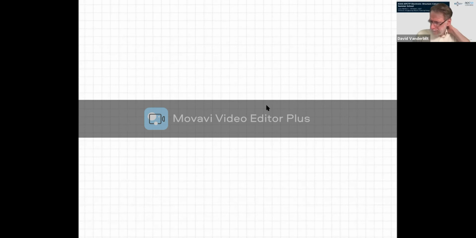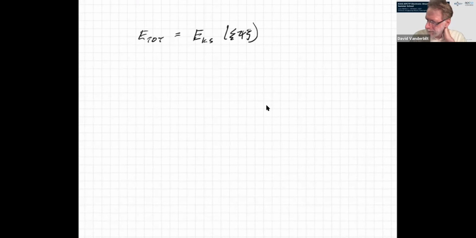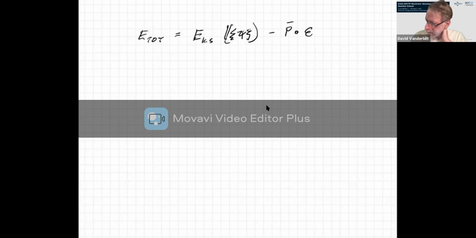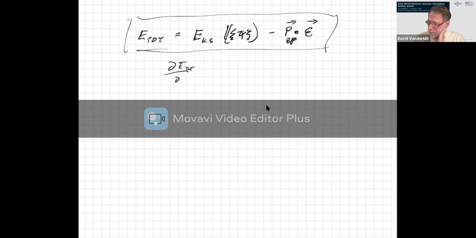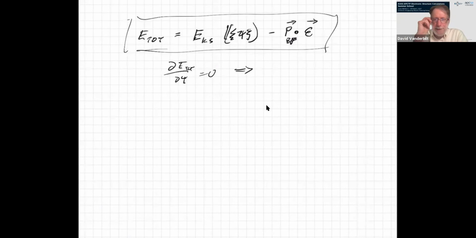And basically the idea is you write down that the total energy is the usual Kohn-Sham energy, which is a functional of all of the Bloch wave functions, minus polarization dot electric field. I'll use curly E for electric field to distinguish it from energy. And this is the Berry phase polarization. And so if I take this to be my energy functional, and now I take the derivative of this total energy with respect to a wave function, it has to vanish, and I find the minimizing equations, I get a modified Kohn-Sham theory. This is a tricky theory because the electric field can't be too strong or it fails.